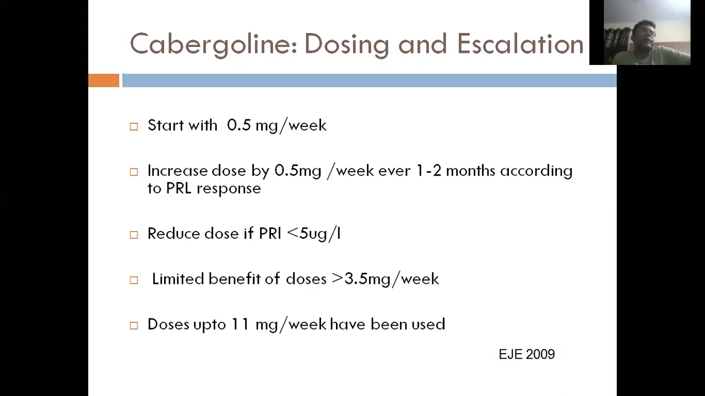Macroprolactinomas sometimes may not regress completely, in which case lifelong therapy is required. And again, some cases they may regress. In those cases, after they've completely disappeared on MRI, you continue the drug for another 2 years, and after that, you withhold the drug.